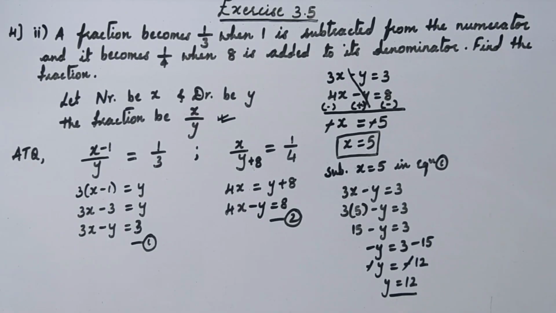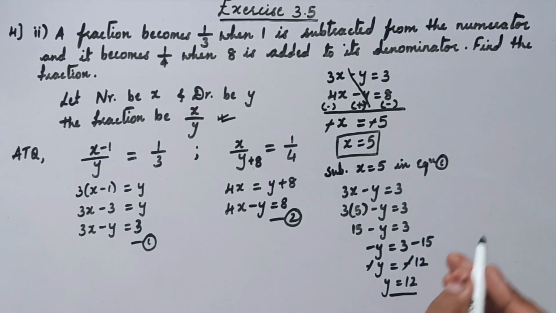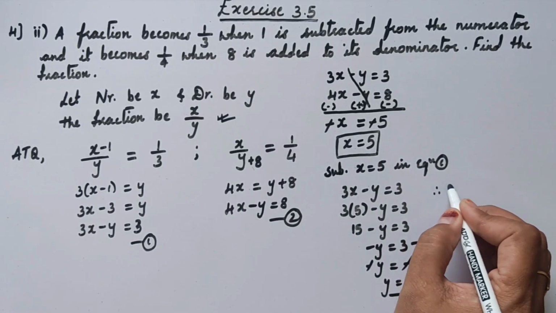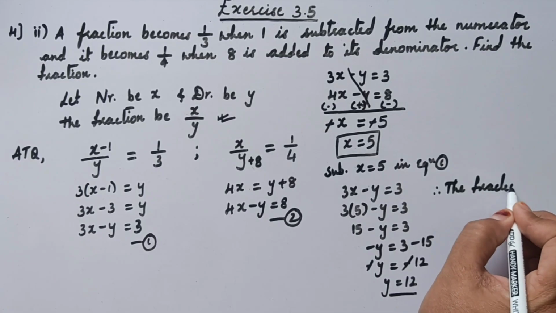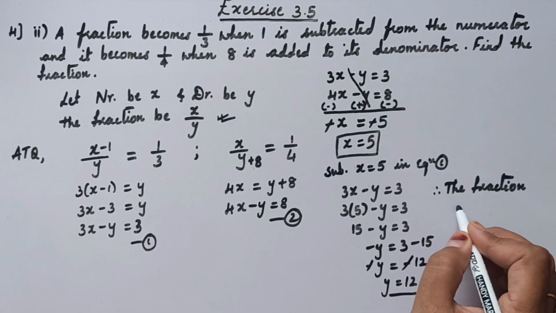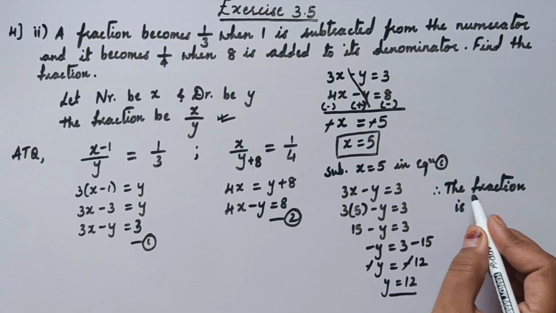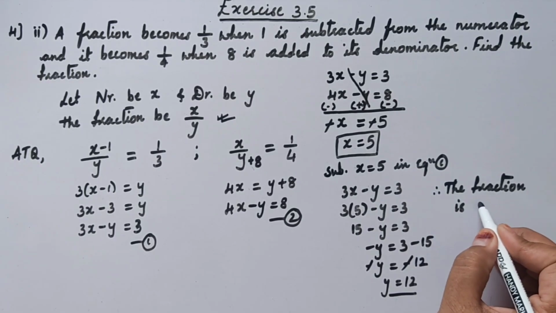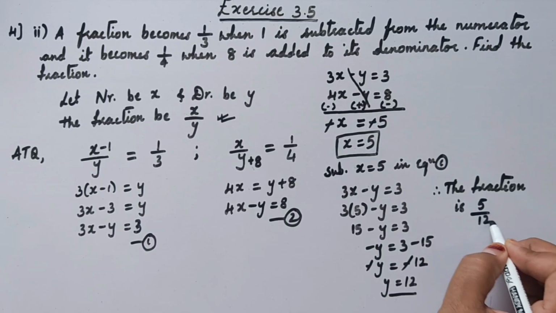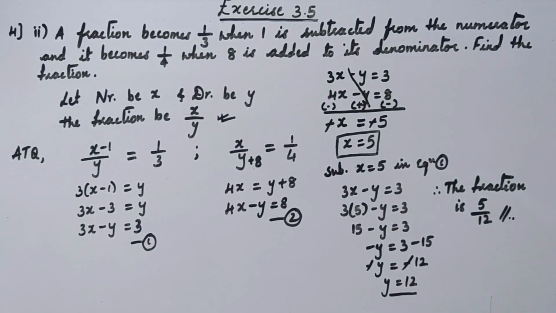So is this clear students? So now the fraction is, therefore, x by y, 5 upon 12. That's it. Okay students.